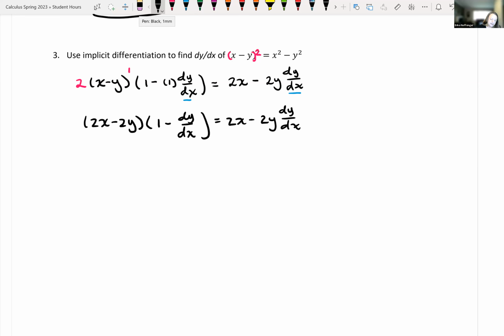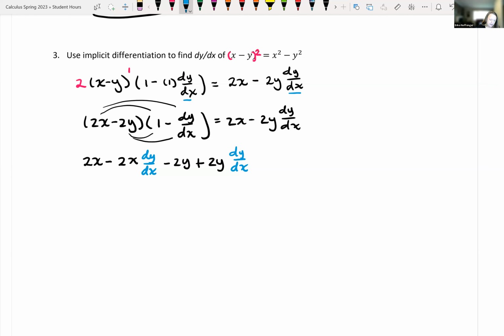So distributing on the left-hand side, distributing the 2x to each term in the second parentheses, we get 2x times 1 is 2x, minus 2x times dy/dx. Now distributing the negative 2y to each term in the second parentheses, we get negative 2y times 1 is negative 2y, and negative 2y times a negative dy/dx is a plus 2y dy/dx. This is equal to the other side of our equation, 2x minus 2y dy/dx.